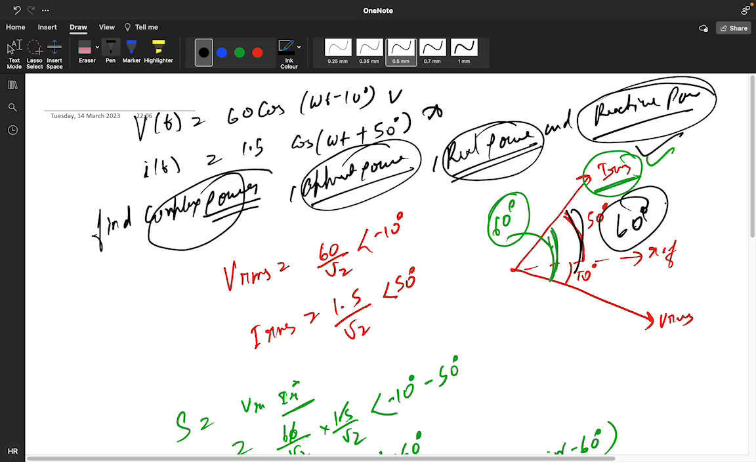Prasanna, have you understood this concept? Or Vaishnavi, Prasanna, Priyanka, have you guys understood this? Guys, I'm asking, have you understood? Clear, sir.